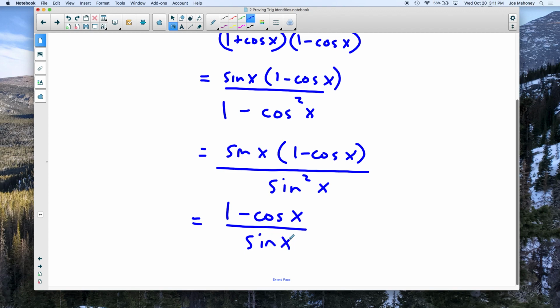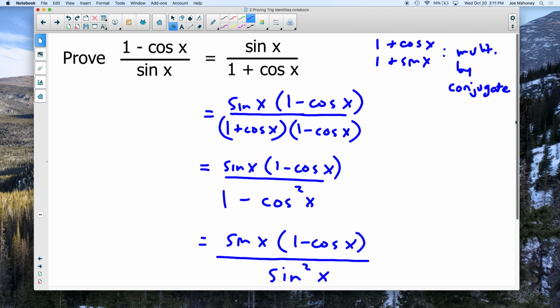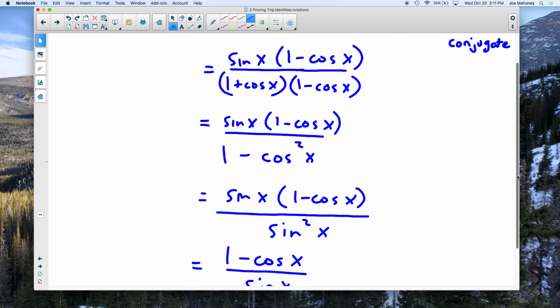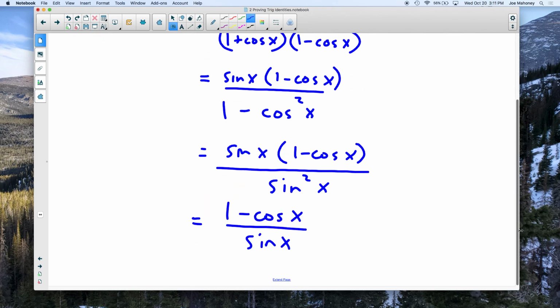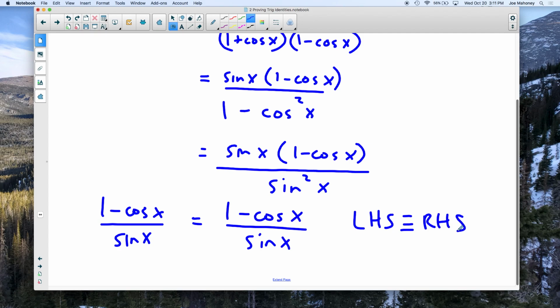And I think that's what I wanted. Yes, it is. Woohoo! So we bring that down then. 1 minus cos x over sine x. So I've got my left-hand side equivalent to my right-hand side. And I'm going to write AOG because all is good.